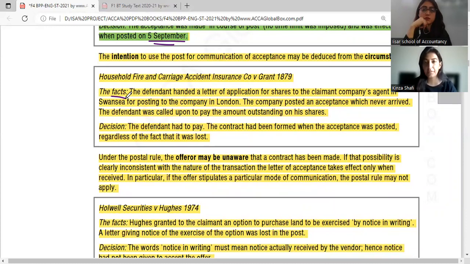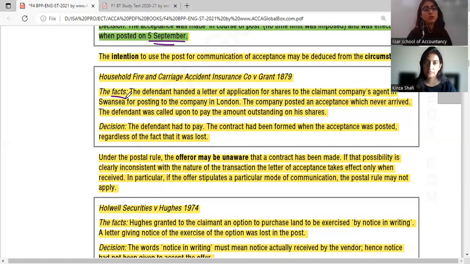The contract had been formed when the acceptance was posted, regardless of the fact that it was lost. Okay. Just like you were telling, giving the example first, that as soon as they have posted it, that means they have accepted. So no matter whether the other person has received it or not, it was lost, that doesn't matter. You have made the acceptance, you have posted the letter, so from your end, it's all done.